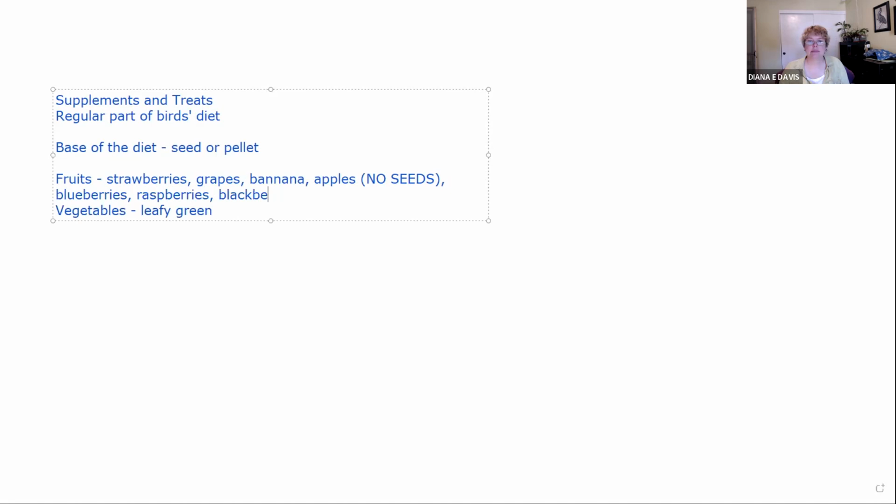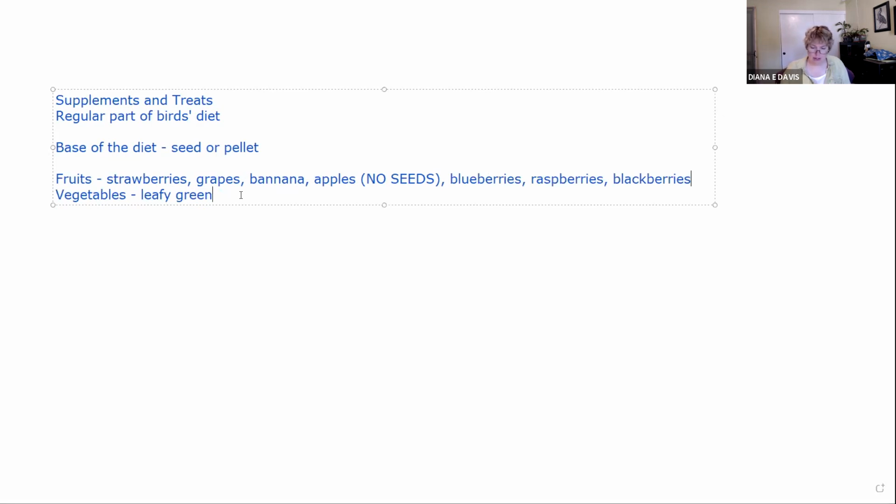Blackberries. Leafy greens are good, not kale. Birds should not be getting kale. Broccoli is excellent, and birds generally love it in my experience. Carrots, you may need to shred those. Sprouts are good.